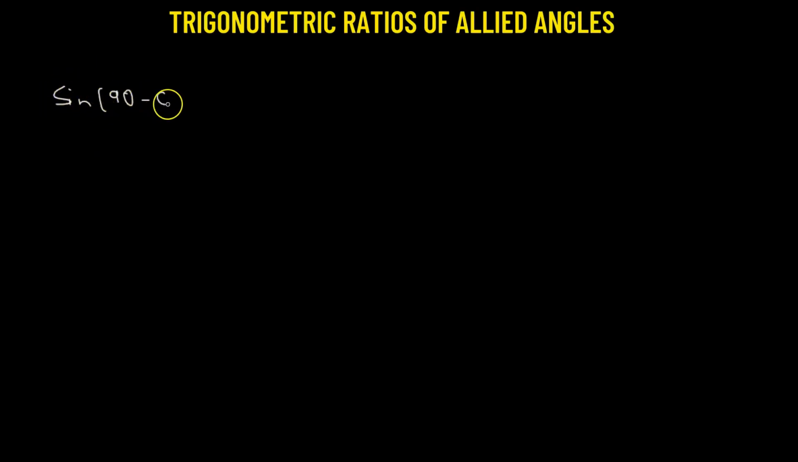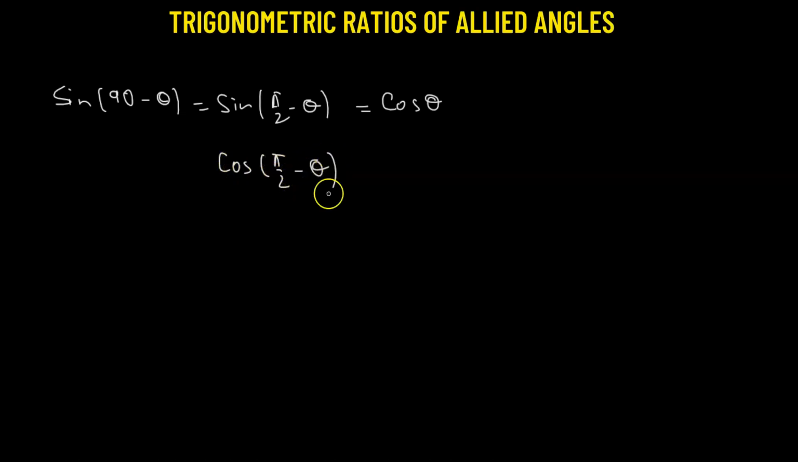I'll start with sine of 90 minus theta, or simply sine of pi over 2 minus theta. Here we have an odd multiple of pi over 2, so we're going to get cosine theta. Now we will come to the sign at the end. Let's first note down everything. If we have cosine of pi over 2 minus theta, since it's an odd multiple of pi over 2, cosine will change to sine and the angle will be simply theta.